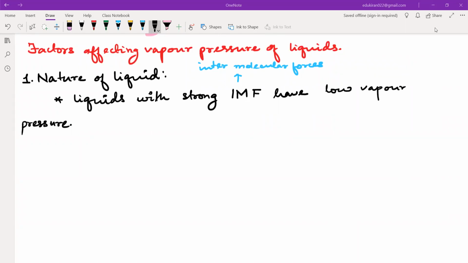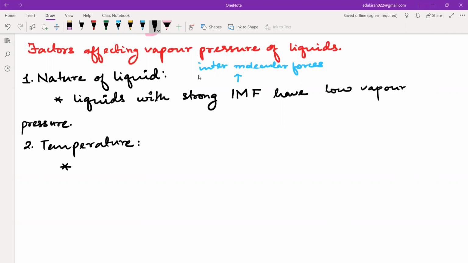Okay. Second is temperature. So vapor pressure only depends on two things: nature of liquid and temperature, because it is an equilibrium constant. Now you all tell me, for temperature, what will happen if I increase the temperature? Will the vapor pressure increase or decrease?